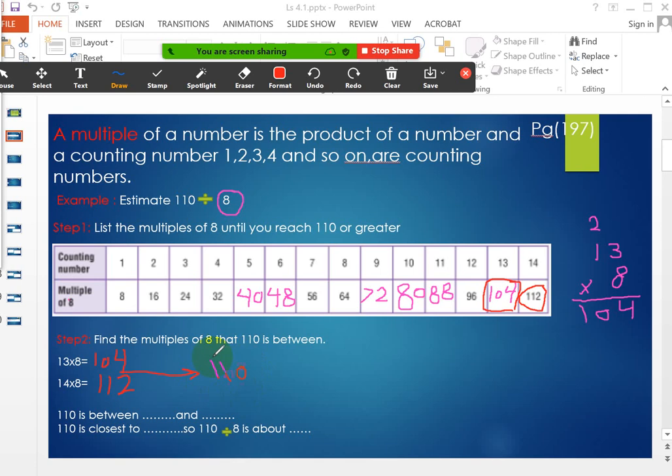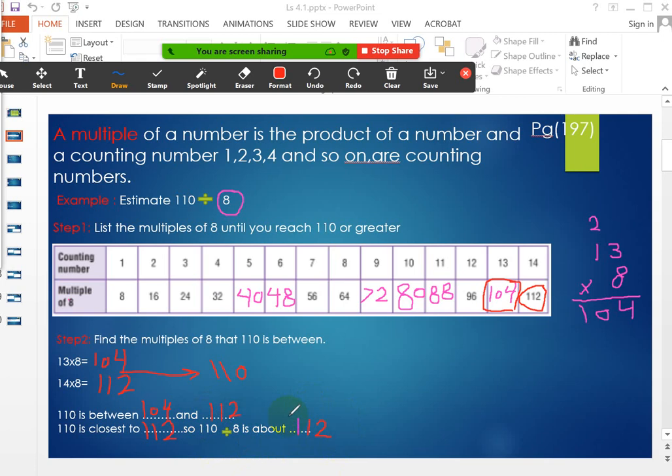But it's close to which number? It's close to 104 or 112? Who will tell me? So, 110 is between 104 and 112. But it's closest to, very good, Bisan and Sema, that's correct. It's close to 112. So, the estimate for this division is 112. The quotient will be about this number.